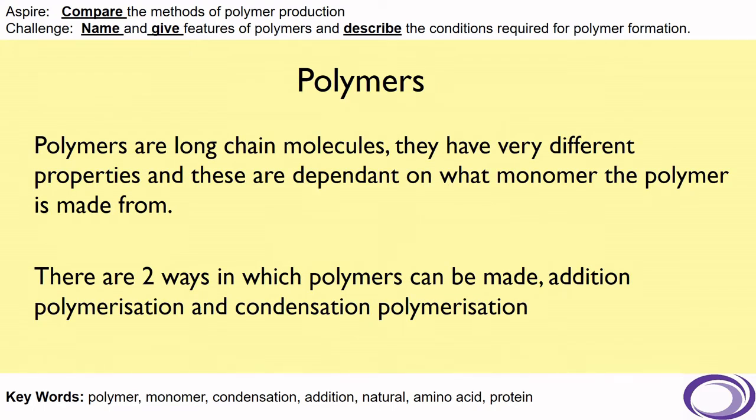Now, polymers are long chain molecules. They have very different properties dependent on which monomer the polymer is made from. There are two ways in which polymers can be made. The first method is addition polymerization, and the second method is condensation polymerization.